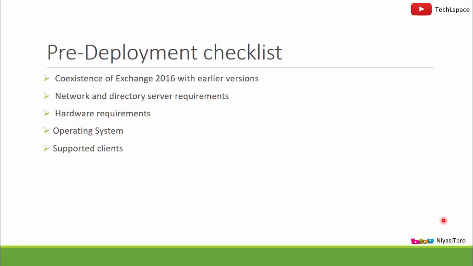Now about the pre-deployment checklist. Before you install Exchange Server 2016, it is highly recommended you to review your network, hardware, software, client, and other elements. Following are the few points that need to be checked before proceeding to the installation. We will go through one by one.